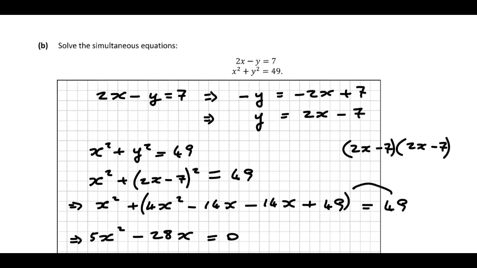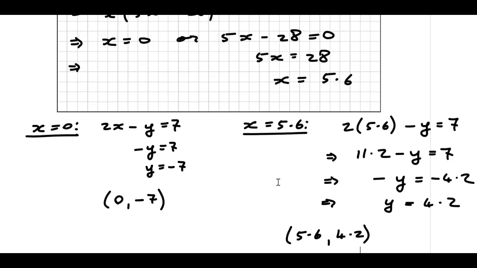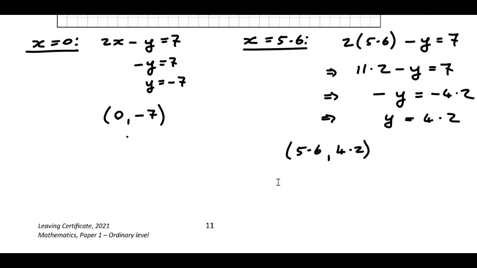Let's see what we were asked. Just solve the simultaneous equations. So we've done that. We found that x can be 0 and y is minus 7, x is 5.6, and y is 4.2.